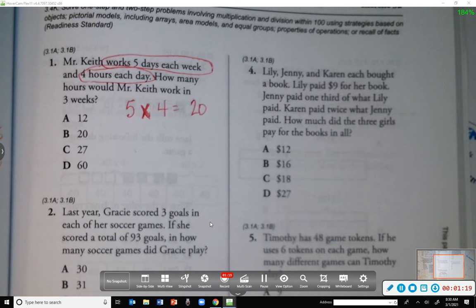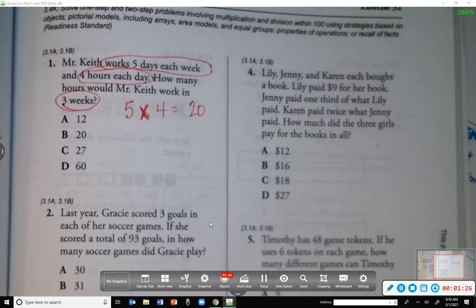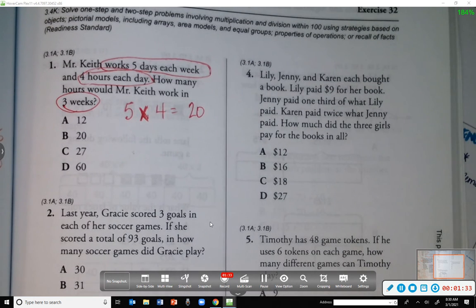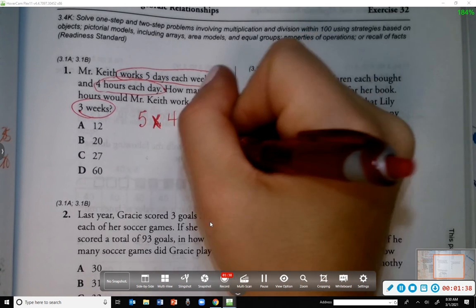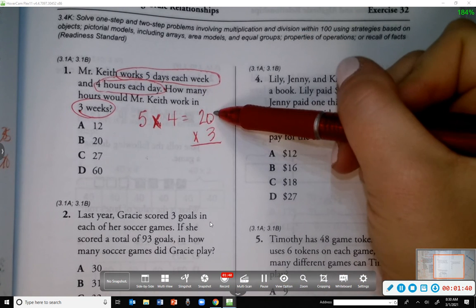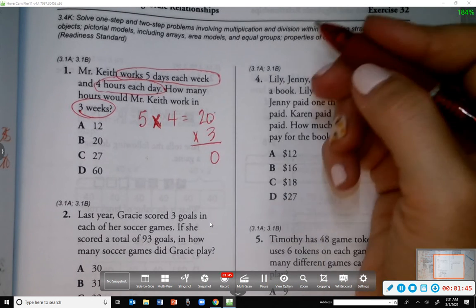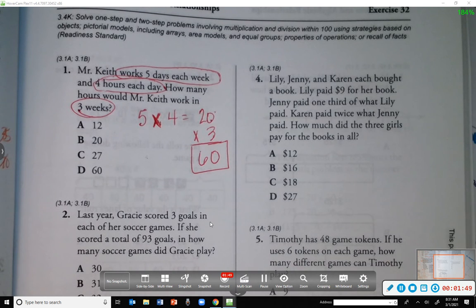But the next part says, how many hours would Mr. Keith work in 3 weeks? Okay, so what do I need to do next? Bryson? Aaliyah? 20 times 3. 20 hours times 3 weeks. 3 times 0 is 0. 3 times 2 is 6. 60 hours in 3 weeks. So D would have been the correct answer.